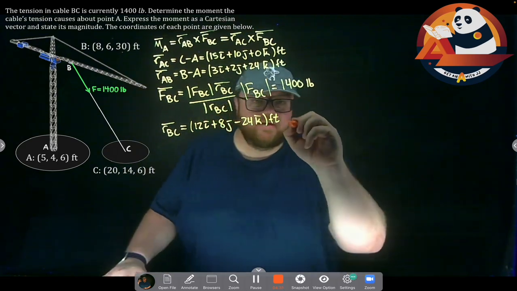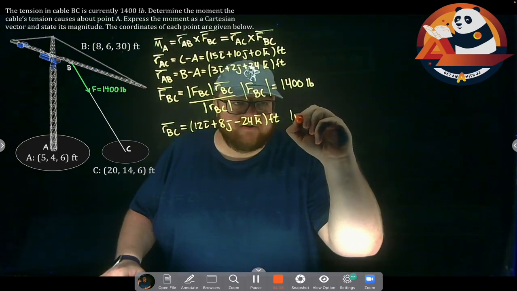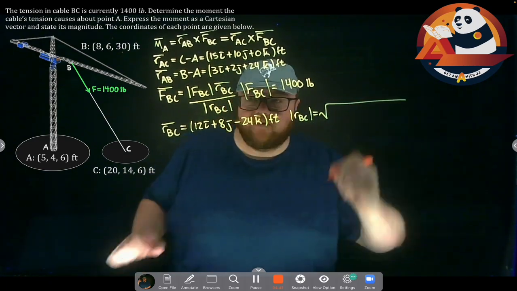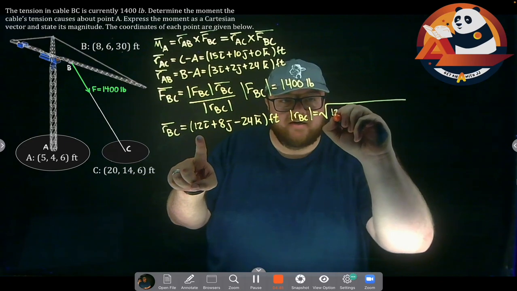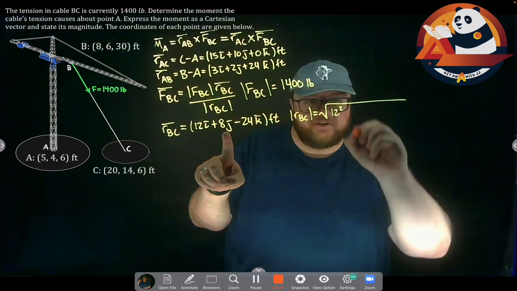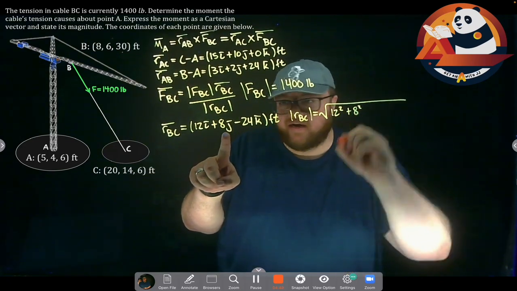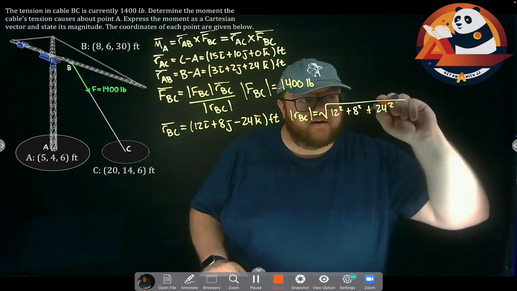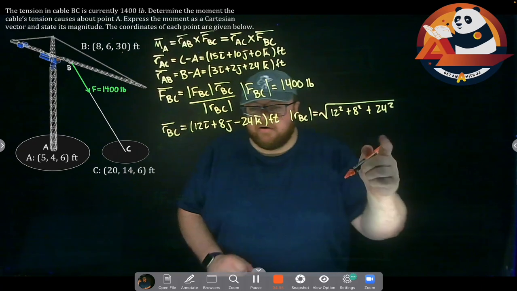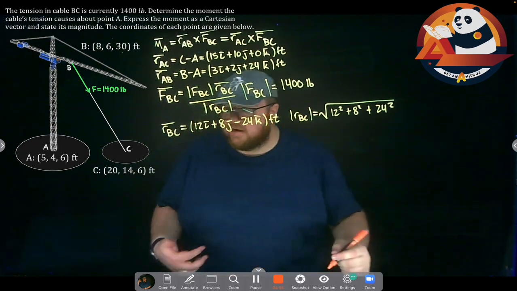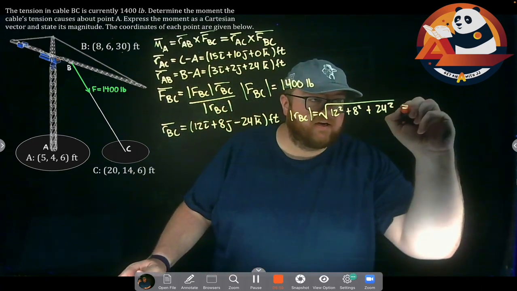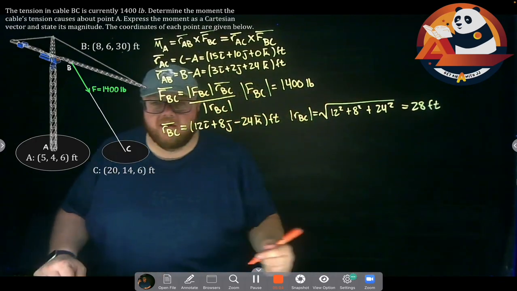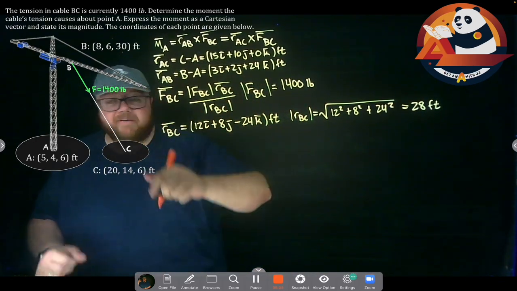And I can find my magnitude of this. My magnitude of RBC is the square root of my i component squared, 12 squared, plus my j component squared, 8 squared, plus my k component, 24 squared. Solving that out, I'm going to find that my magnitude here is 28 feet. Which gets me everything I need for my force vector.